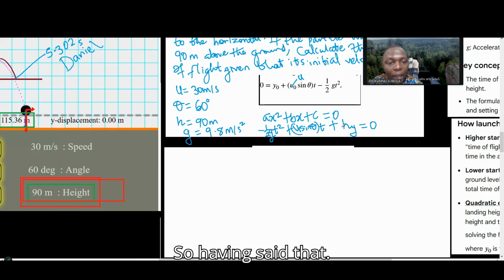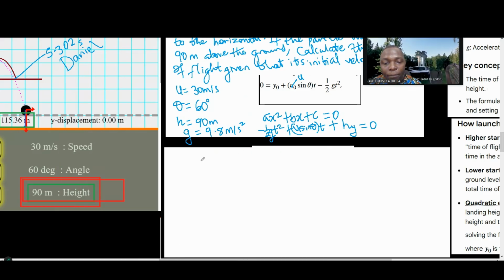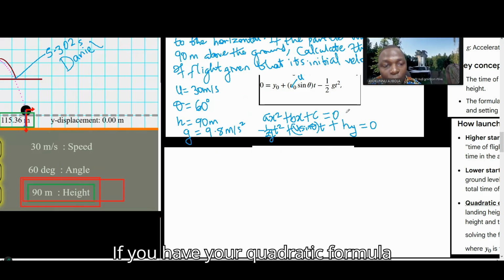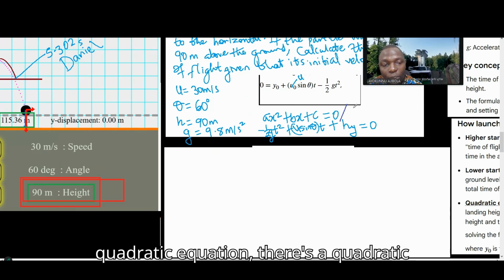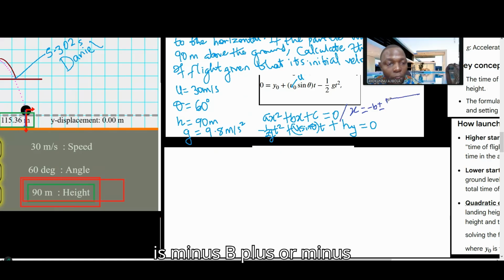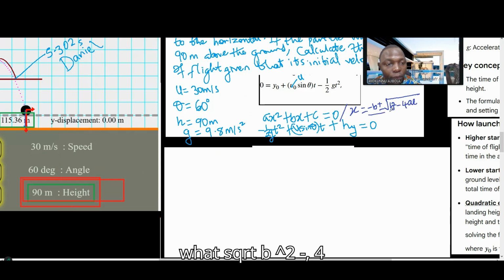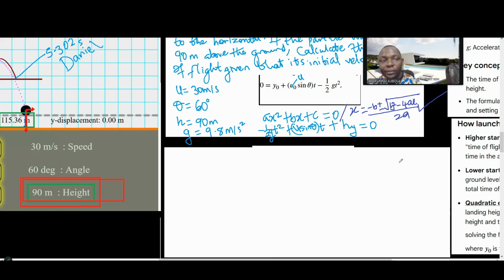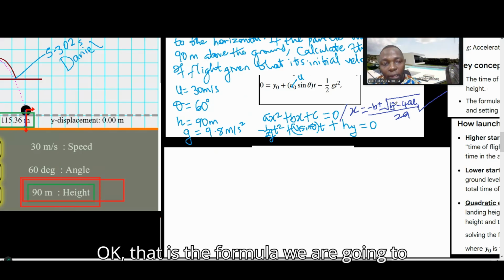So, having said that, if you have your quadratic equation, there's a quadratic formula to find your x. x is minus b plus or minus the square root of b squared minus 4ac, all over 2a. Yes or no? Yes, sir. That is the formula we are going to use here.